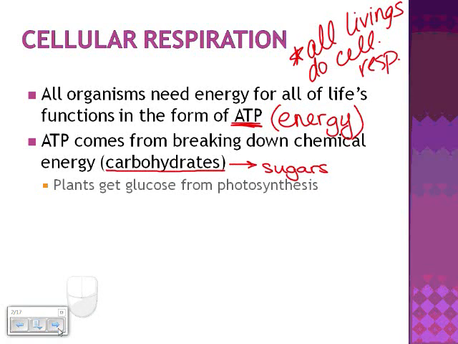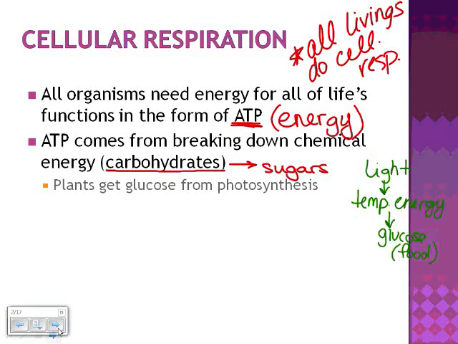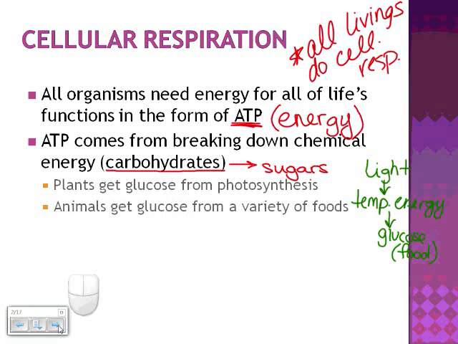Remember, in photosynthesis, what we did was we took light, we turned the light into temporary energy, and then we turned that temporary energy into glucose, or food. What the plant does with that food is the same thing that you do with your food. You need to use that food to turn it into energy. The way that we get our glucose is from what we eat.